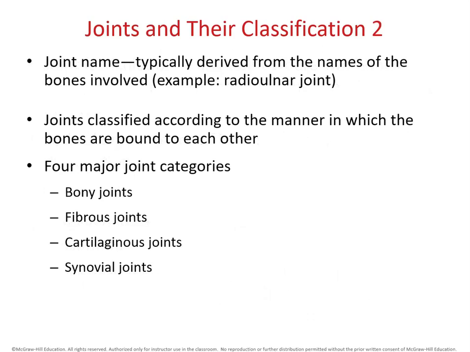So generally speaking, the name of a joint comes from the two bones that are coming together. So the radioulnar joint would be where the radius and the ulna come together, for example. We have four different categories of joints: bony joints, fibrous joints, cartilaginous joints, and synovial joints. And we're going to talk about each one of those separately.